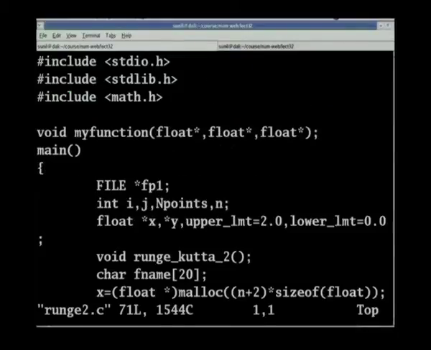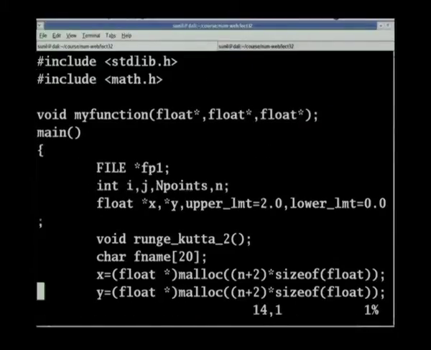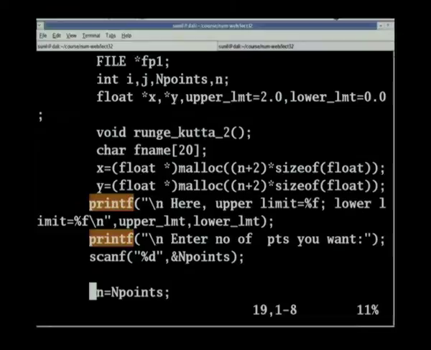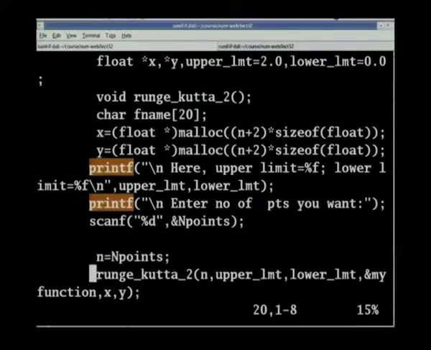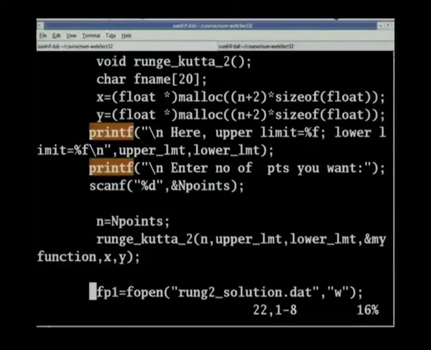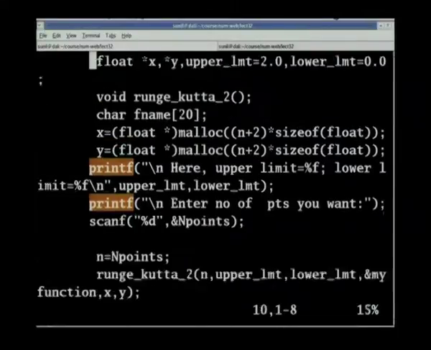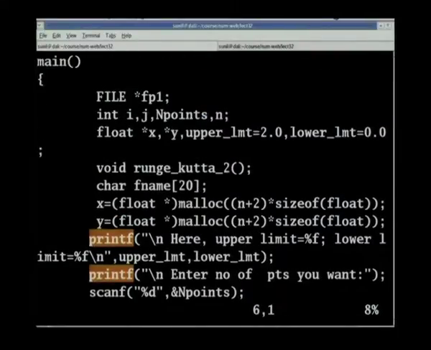Okay, so this code would do a simple implementation of the second order Runge Kutta scheme. Again, this code is just like our numerical integration scheme. Here again we have x and y discretized at n points. I have given some limits as 2 and 0, so this is the integral from 0 to 2 of a function.